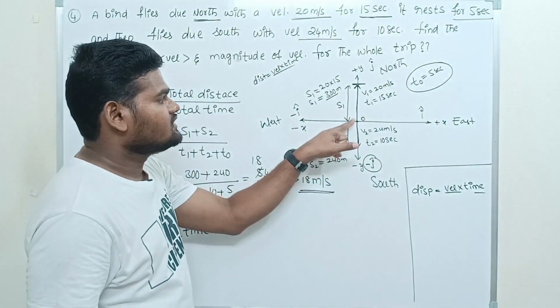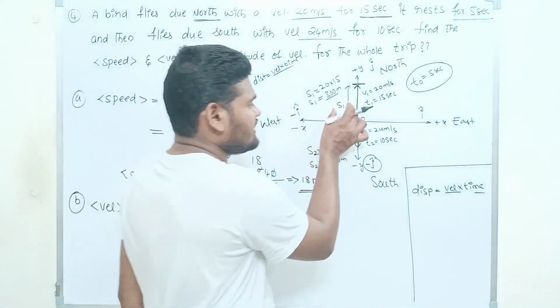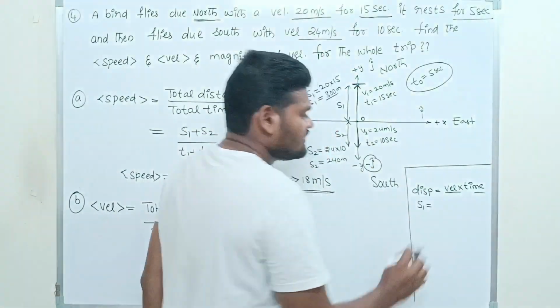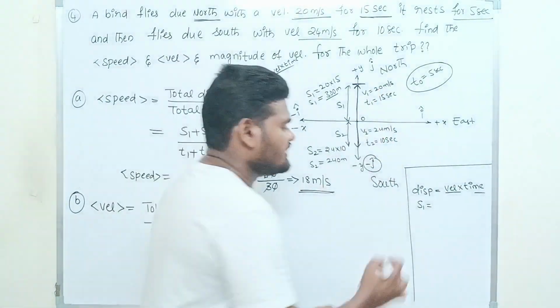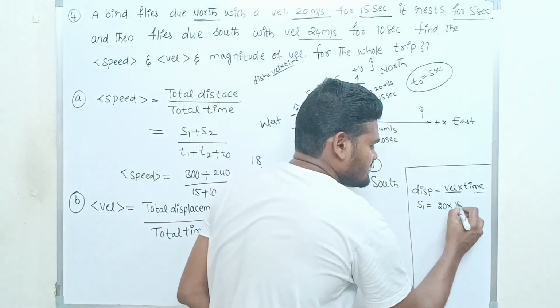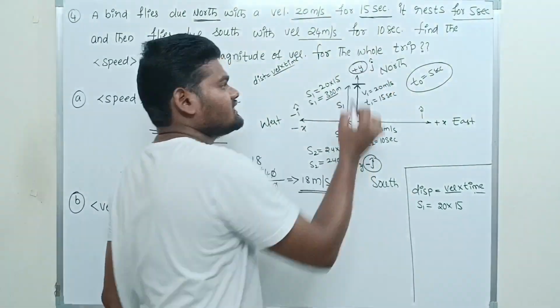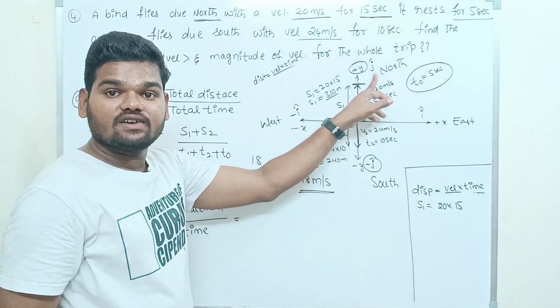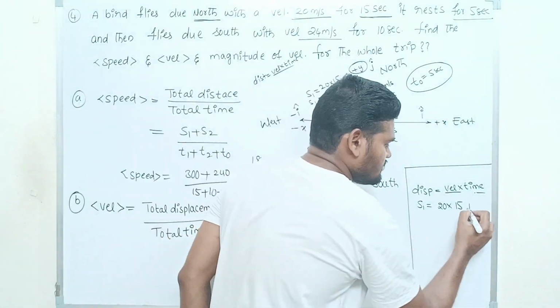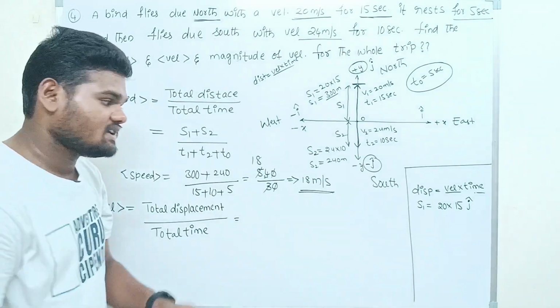Let us consider the direction towards north. Towards north direction, I am taking the displacement as S1. What is the velocity? 20 meter per second, into what is the time? 15 seconds. In which direction is it moving? Along positive y direction. What is the unit vector along positive y direction? J cap. S1 is equal to 20 into 15 J cap.